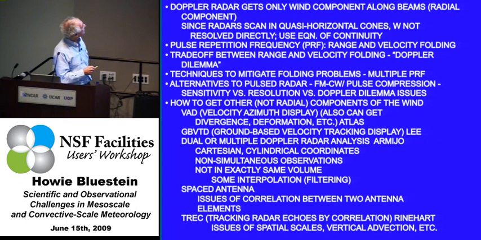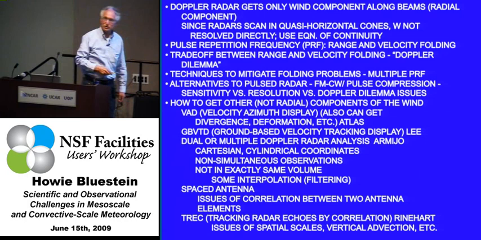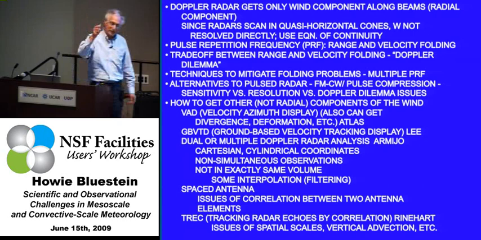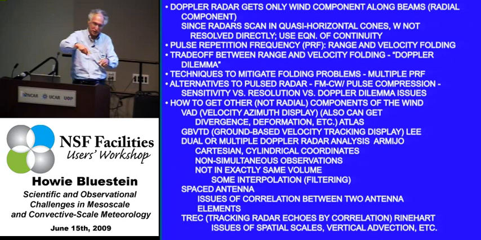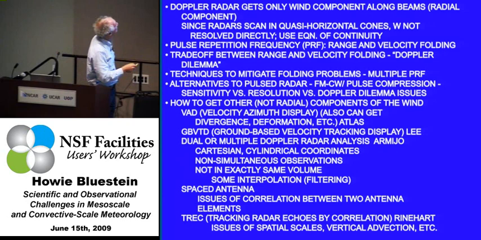How do you get the other components of the wind? Well, one way is to take a VAD, velocity azimuth display. This was originally done by Dave Atlas. You take the radar, you scan it around a cone. You assume that the air motions are homogeneous over that region. And you get a sine wave. If you look out and you see into the wind, you see the air coming towards you. You get a maximum in motions coming towards you. Then around 180 degrees you get a maximum in the other direction. You get a sine wave. So you can use that to get the wind profile.